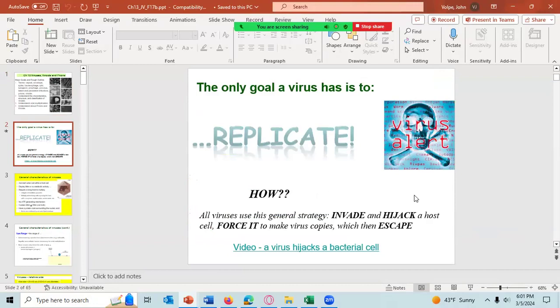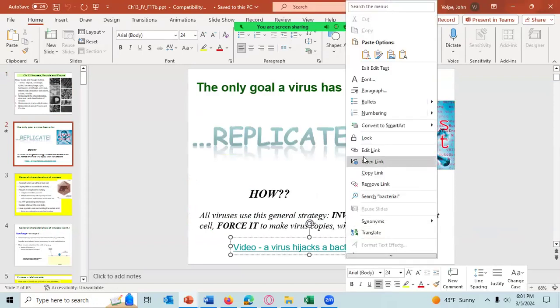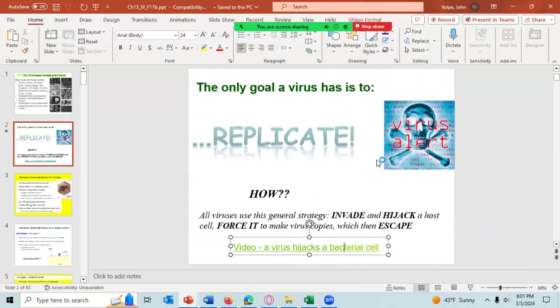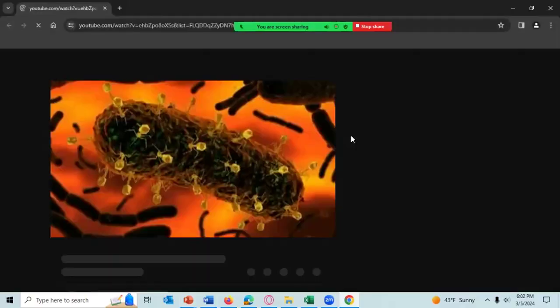The only goal a virus has is to replicate. How do viruses do that? They generally invade a host cell, hijack the host cell, and then cause the host cell to replicate the virus. So let's watch a little video on that.